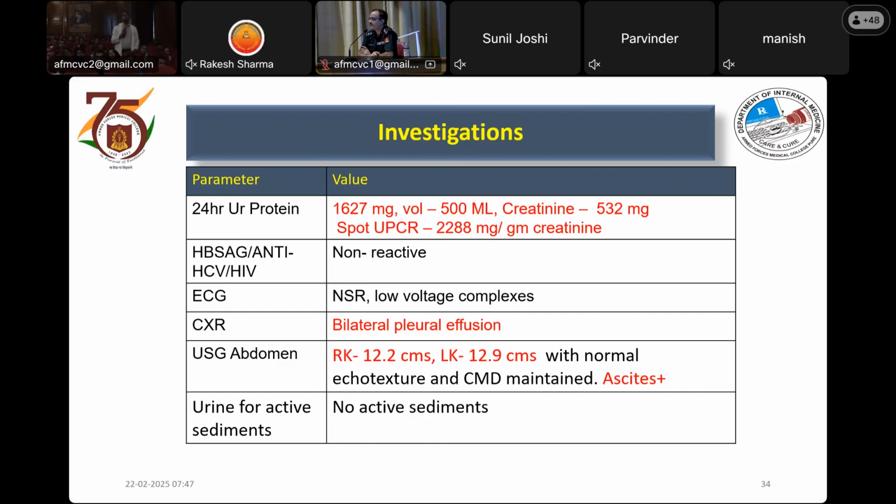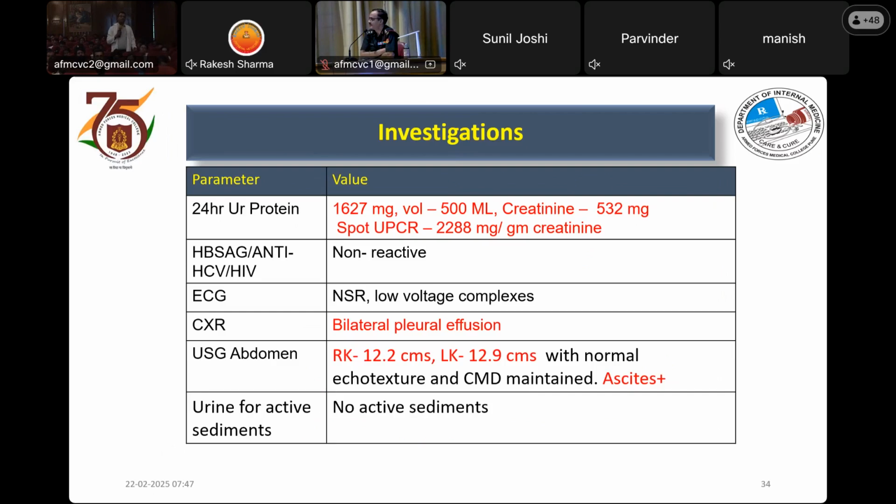Also interpret the 24-hour urine report. Yes, sir. The protein is 1627 milligrams in 24 hours, sir, in a volume of 500 ml. The protein is also measured by the same method, sir, the urine dipstick method. The two methods are mainly used, sir.